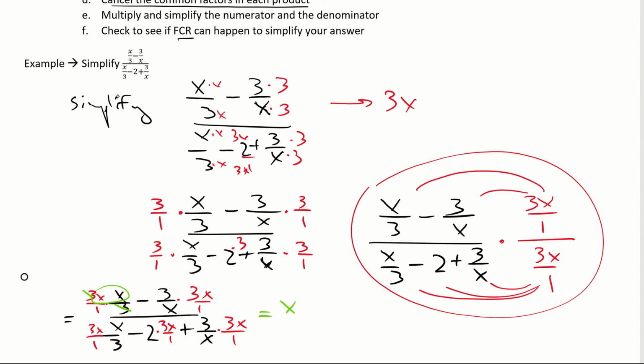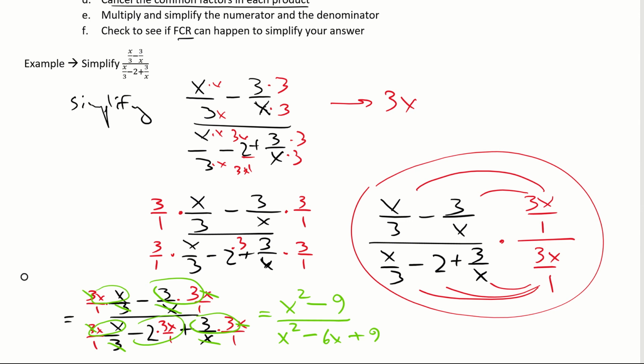X times x, or x squared. Next one, minus. X's cancel, leaves us with 3 times 3. How about 9? Over. 3's cancel, leaves us again with x times x, x squared, love it. This one here, nothing cancels, so minus what? 6x, and then lastly, x's cancel. What do we have here? Plus 9. All right. We simplified a complex fraction.